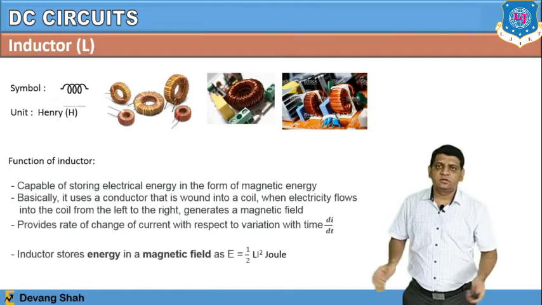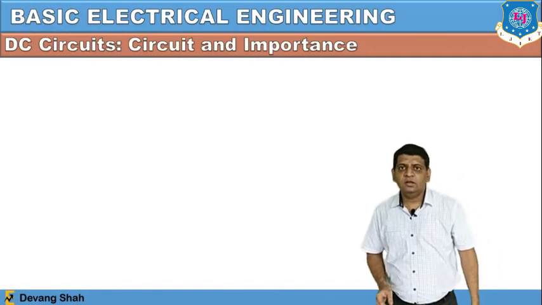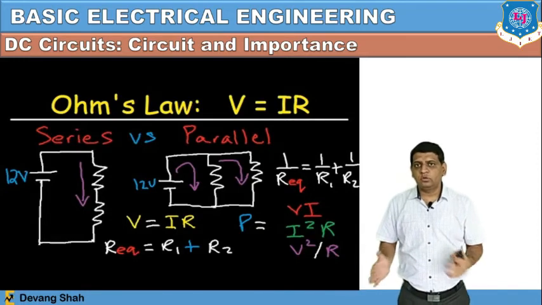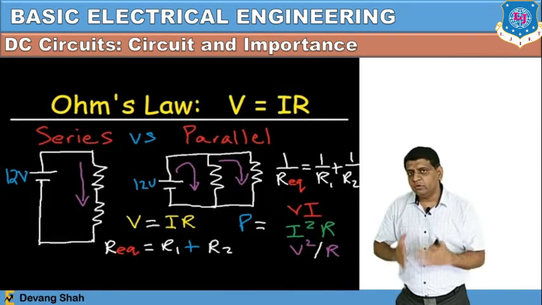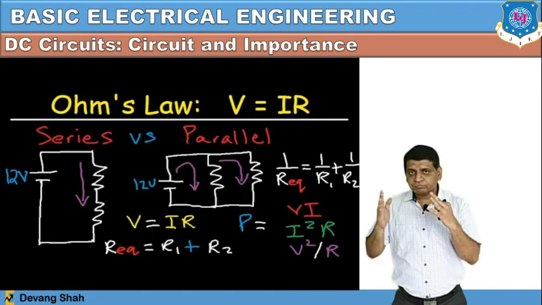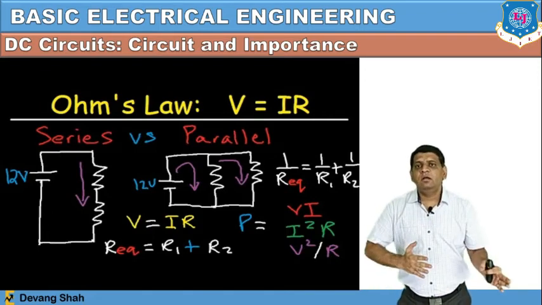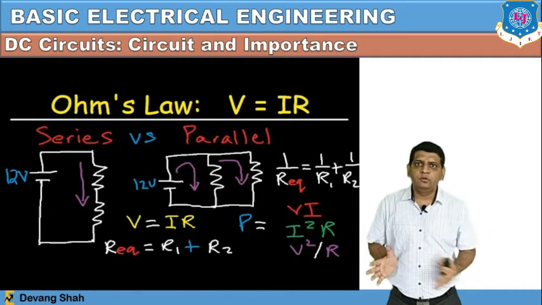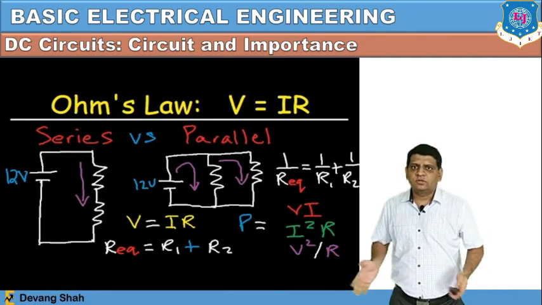Right, so this is about the RLC circuit. Now if you recap everything, the most important part is Ohm's law, where you find three important equations that give you the relation between voltage, resistance and current. Based on this, if you learn about series and parallel, you will have the respective equations, right?